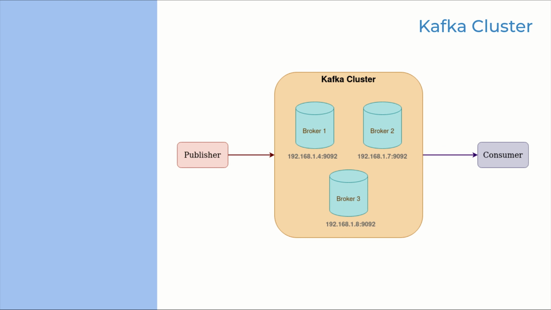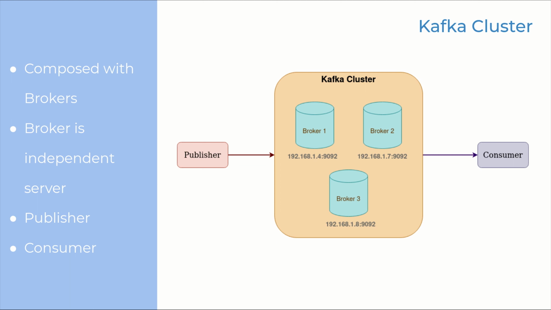So looking at the Kafka cluster from 30,000 feet above, it looks like this. It is composed of message brokers, which are actual independent servers, and each server is identified with a particular IP address and a particular port. And we have a publisher, also known as a producer in the Kafka world, who is sending messages, and the consumer who will be subscribing to messages from the Kafka cluster.